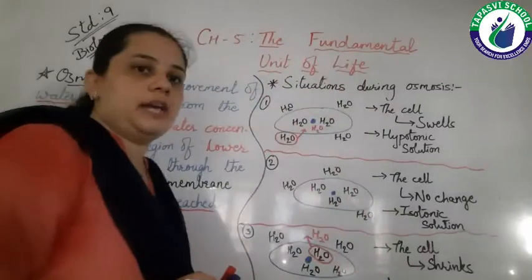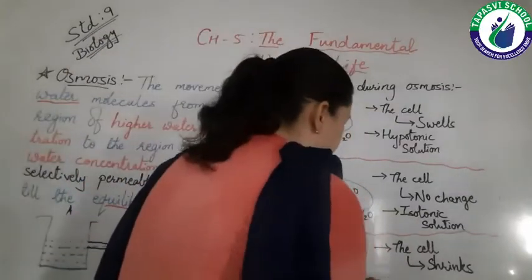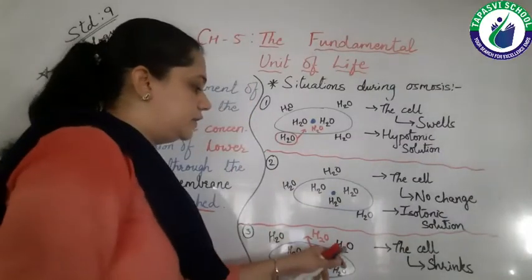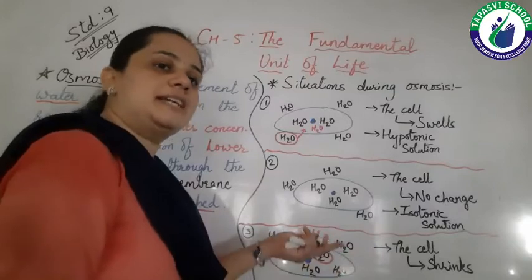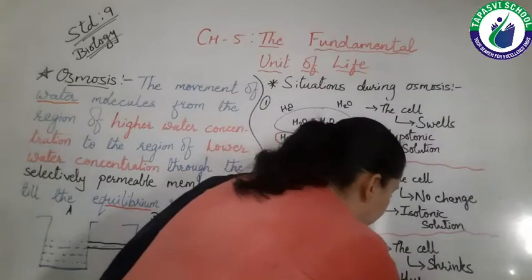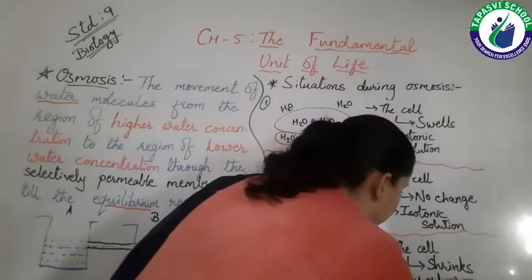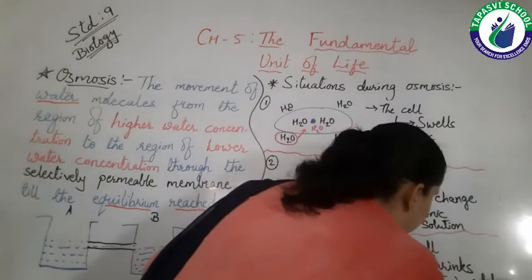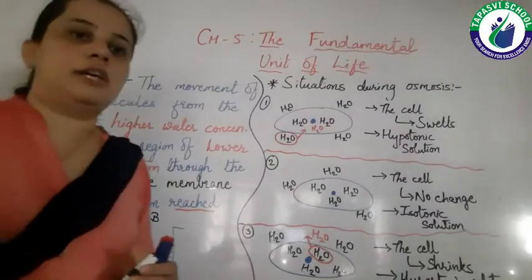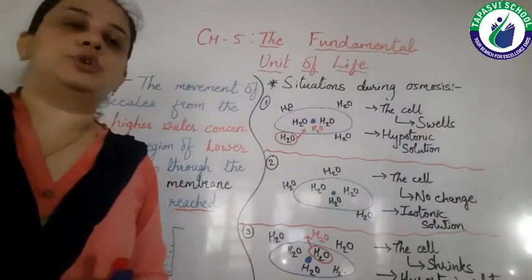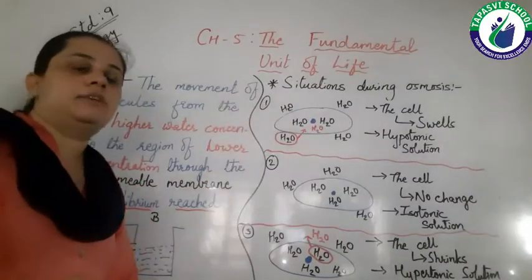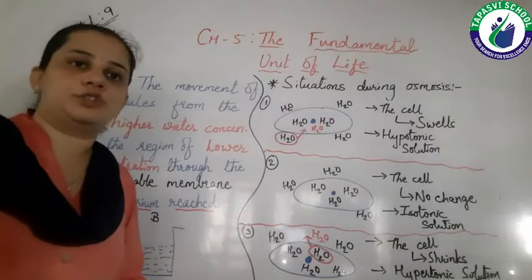So the cell shrinks, and this type of solution in which the water concentration is low outside the cell is known as a hypertonic solution. So these are the various conditions of osmosis.